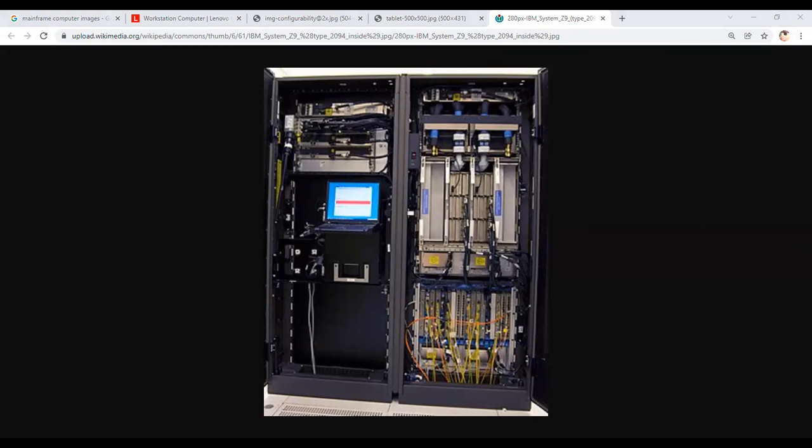So what is the advantage of these mainframe computers? It can support up to thousands of users simultaneously. 1,000 users can connect at a time to these mainframe computers. Mainframe executes many programs concurrently and supports simultaneous execution of programs.